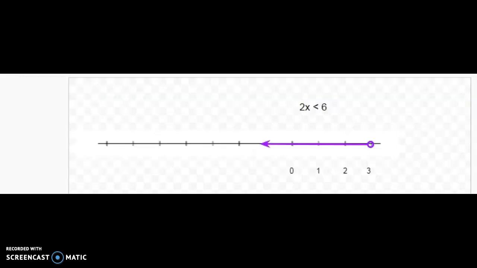So then when we're graphing 2x is less than 6, or 2 times some number is less than 6, we are going to have an open circle above the 3, and then we want our arrow pointing to the left, because every single one of these values of x will give us a quantity that is less than 6 when it is doubled.